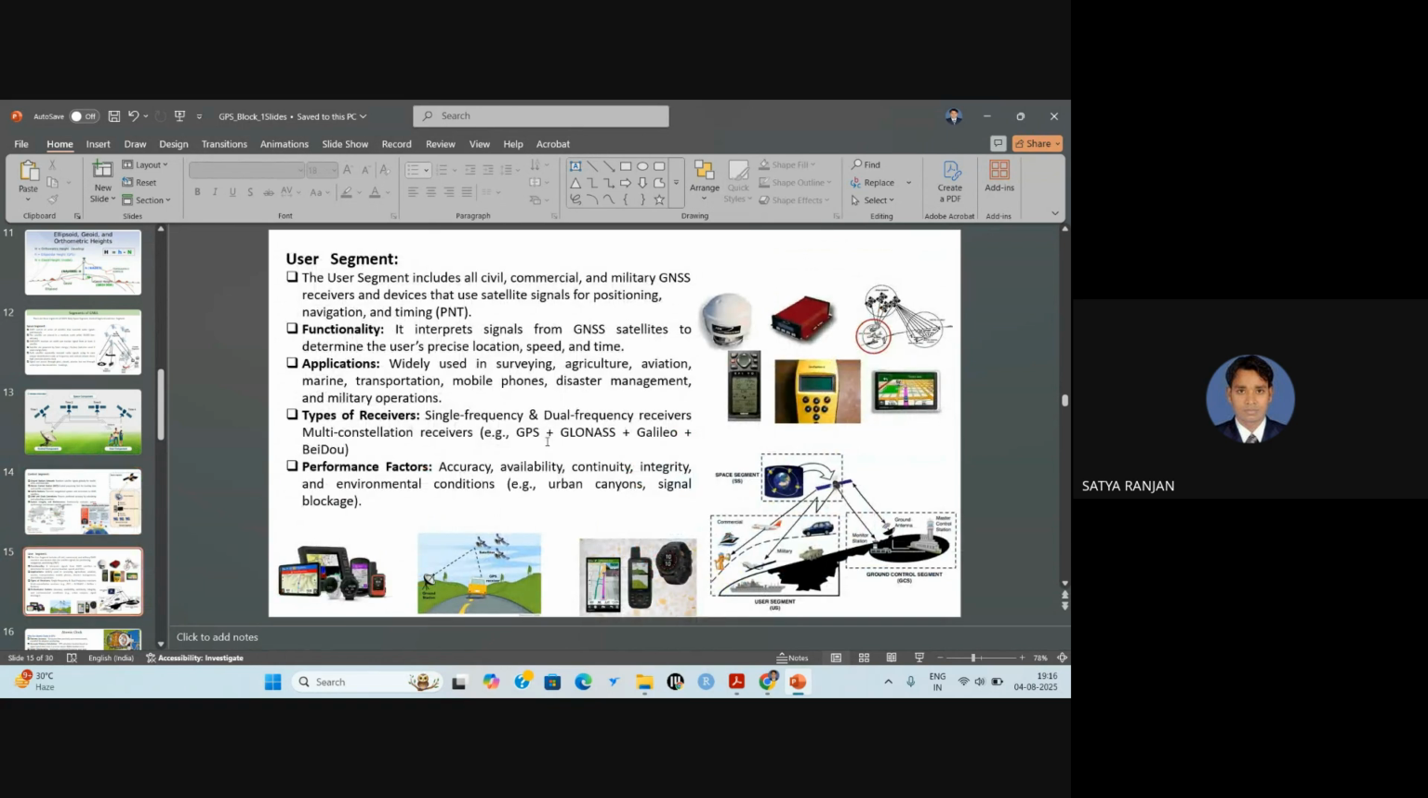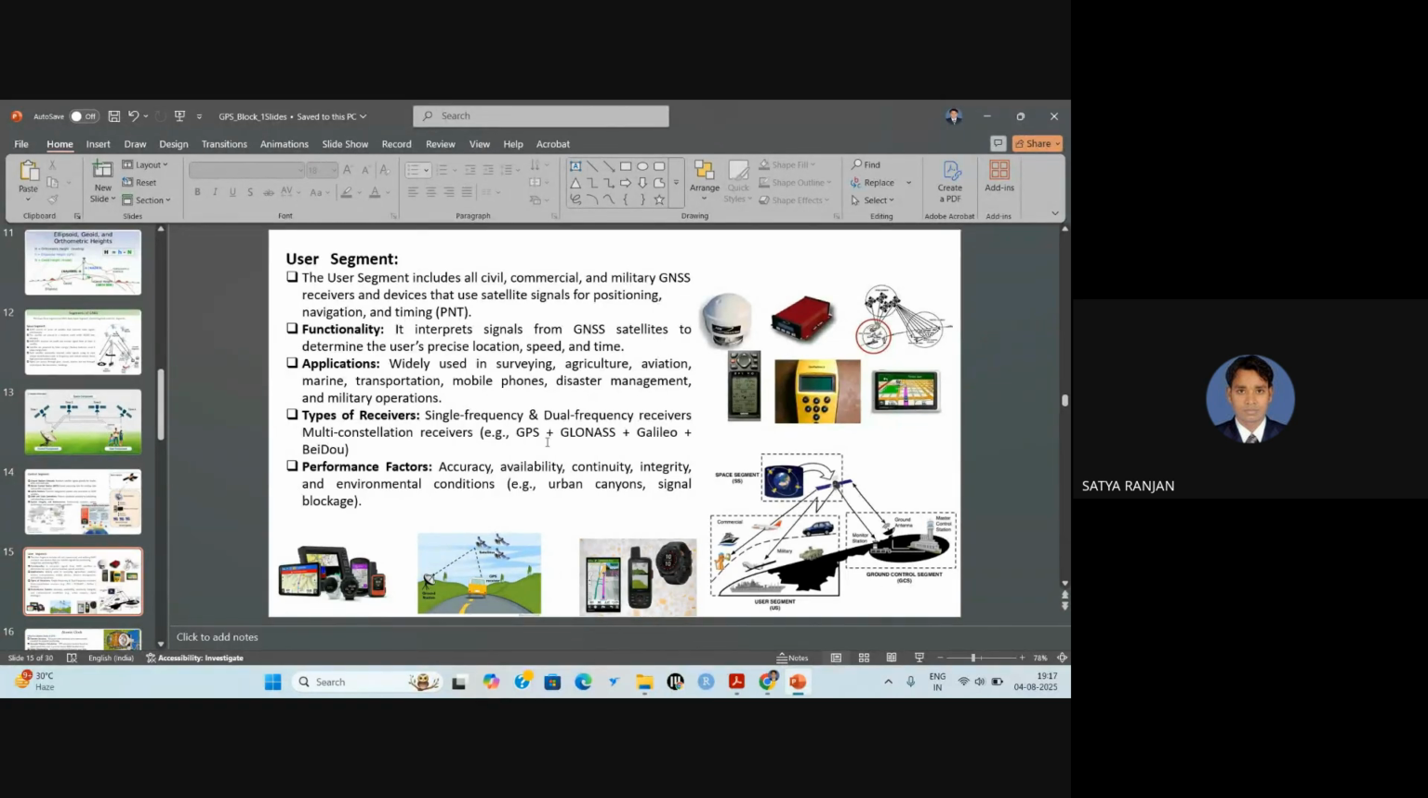Then user segments. So this is the segment where we can use different equipment to get the information of the positions. The user segment includes all civil, commercial, and military GNSS receiver devices that use satellite signals for positioning, navigation, timing. So generally what we use in mobile, in GPS and in different vehicles, that is the user segment. Then functionalities, it interprets the signal from GNSS satellites to determine the user's precise location, speed, and time.